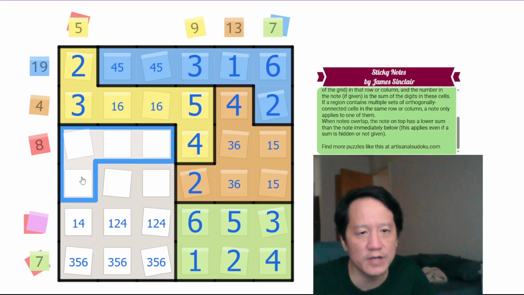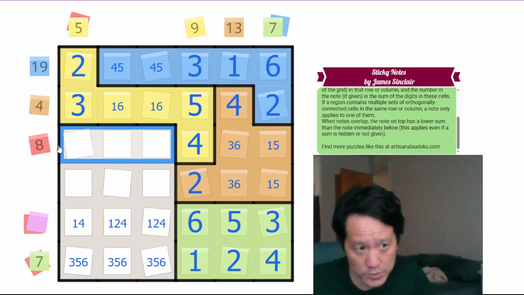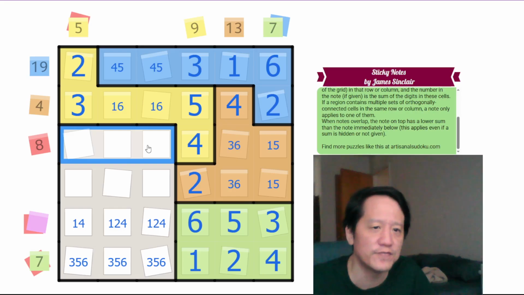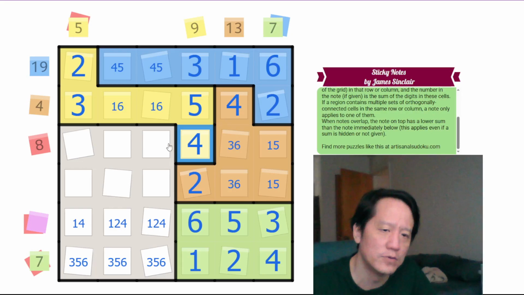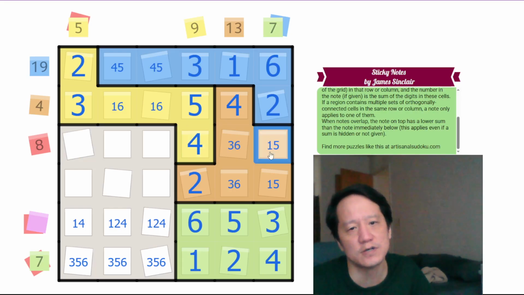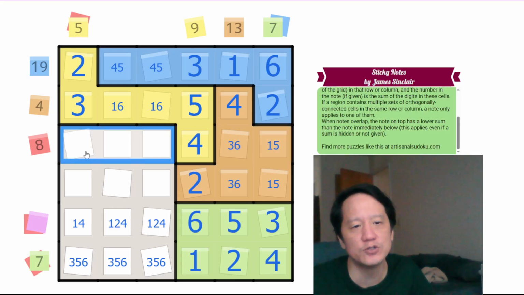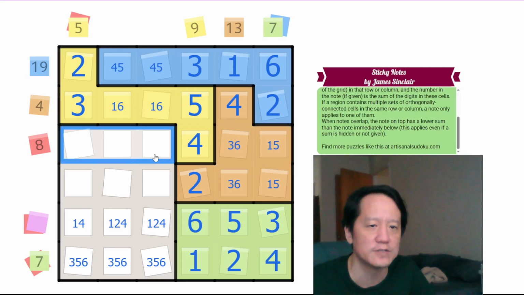We have just red and pink left. Okay. And these reds must add up to 8. So you have either 1, 2, 5 adding up to 8, because you can't have 4 in the row. And if that were the case, it would eliminate all possibilities for this cell here. So this has to be 2 digits adding up to 8 for the red here. So it must be 3, 5, or 2, 6.